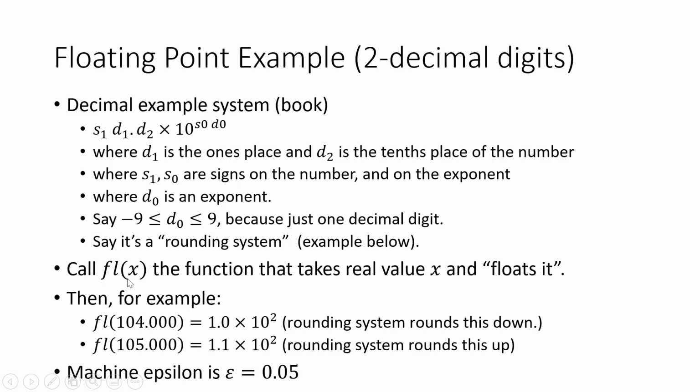All right, and the FL of x, what that means is that it floats the value of x. So for example, if your real number is 104 and you float it, since you only have the two digits, that's going to round down and just show up as 1.0 times 10 to the 2. The 105 example is going to round up to 1.1 times 10 to the 2. The machine epsilon for this example is 0.05.